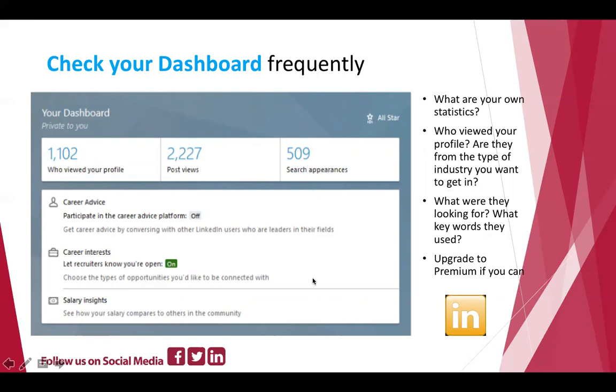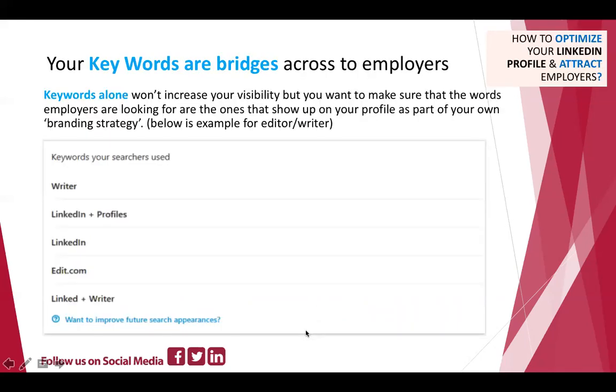Now, when you scroll down in this, that's when you get to your keywords, okay? Keywords your searchers used. This is hugely important. So what we are seeing here on the screen is a dashboard and keywords your searchers used for an editor and writer. So this editor and writer does something really well, because as we can see from the screen, writer was one of the words that his or her searchers used, employers.